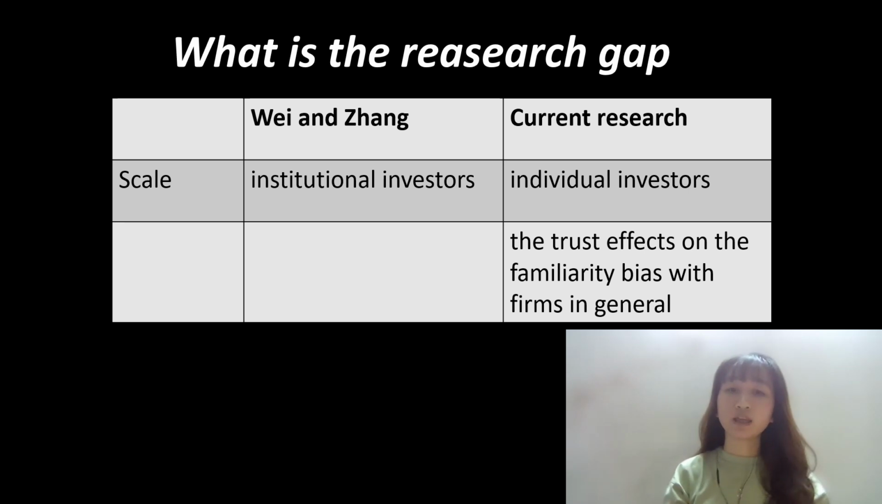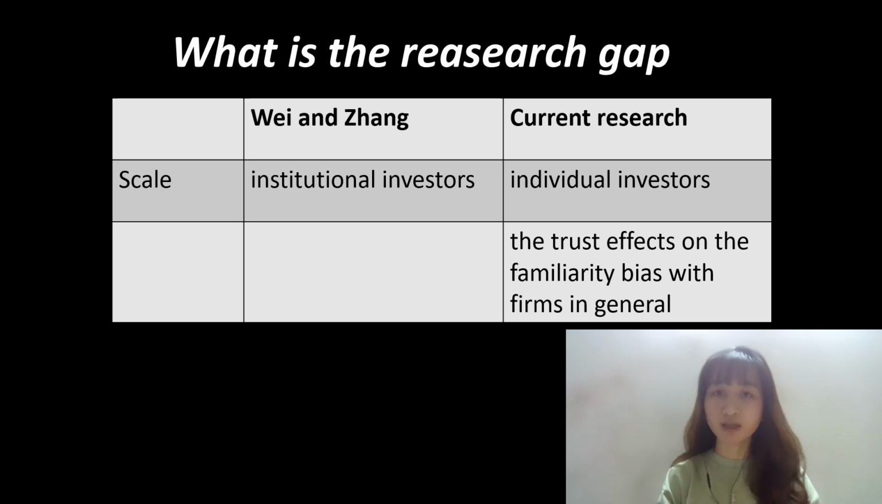And finally, the research of Wei and Zhang, concurrent with ours, focuses on trust and portfolio choice of institutional investors. In contrast, we focus on individual investors who, in general, are less likely to build such types of local relations to obtain superior information. As an extension, this research paper explores the trust effect on familiarity bias with firms in general, other than geographic location. That is the research gap, and thank you for listening.